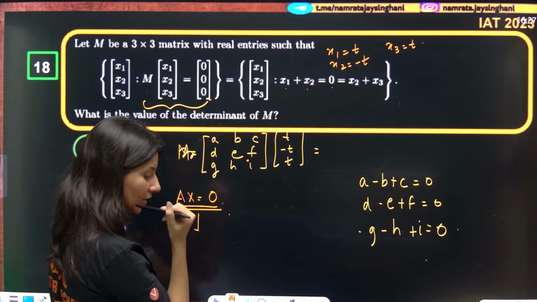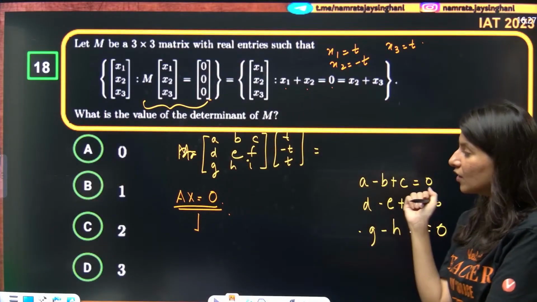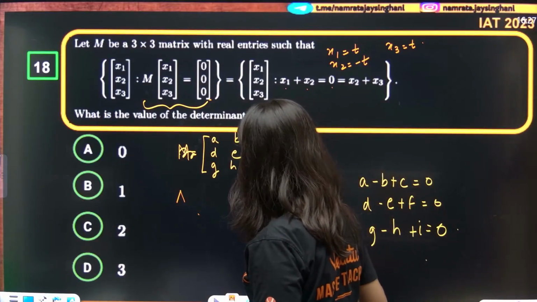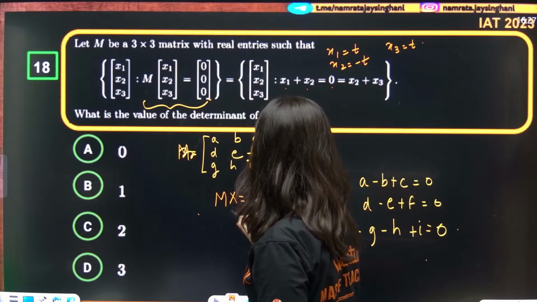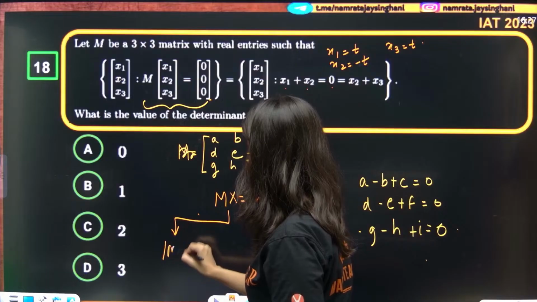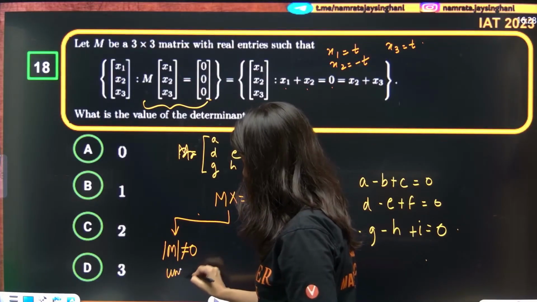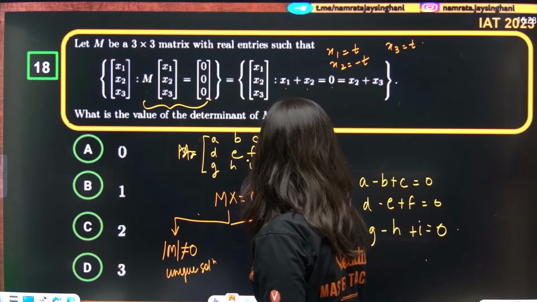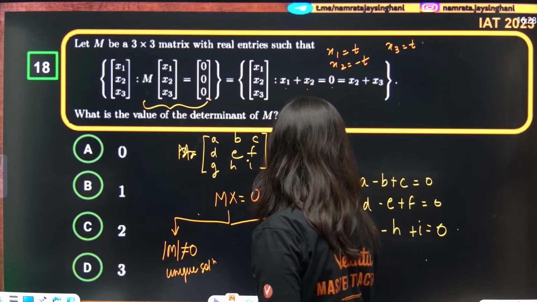This is actually a question from matrix method, system of linear equations. So this is Mx equals 0, and that too homogeneous. If determinant M is not equal to 0, then it will have a unique solution. And if determinant M is equal to 0, it will have infinite solutions.